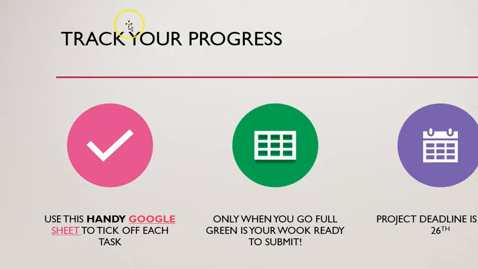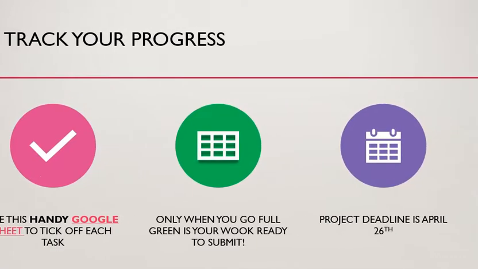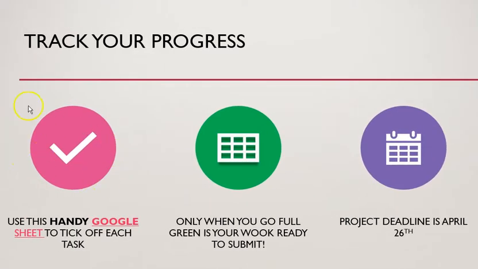So to just go over what I've talked about today is your SMART targets, and eventually you'll do a review of your SMART targets. And then we talked about the Google Sheet, ticking off your progress as you complete each task. It will go green. And finally your project deadline, which is the end of April.